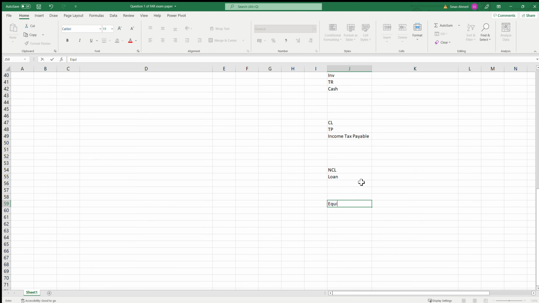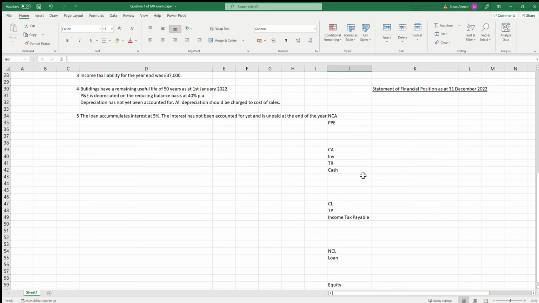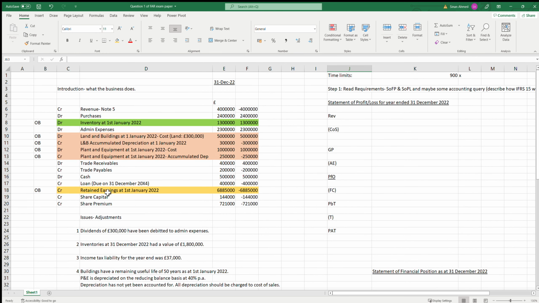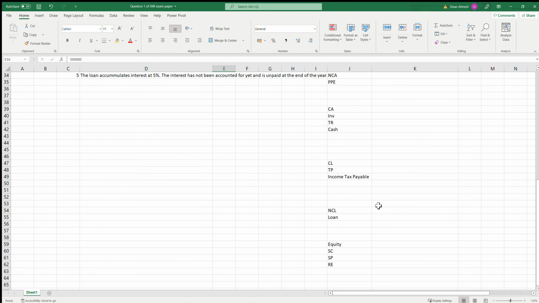Next I have equity, so I'm going to have share capital, share premium, retained earnings. Okay. Now what might be worth doing is, I'd personally put in cash immediately. The reason why I think that is because cash never really changes, so I'm just going to put cash of 500,000.